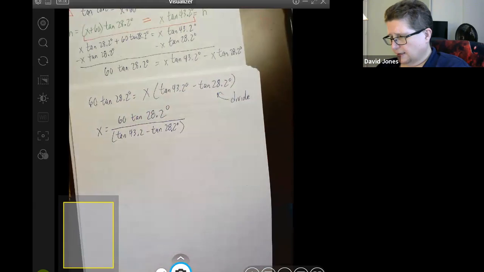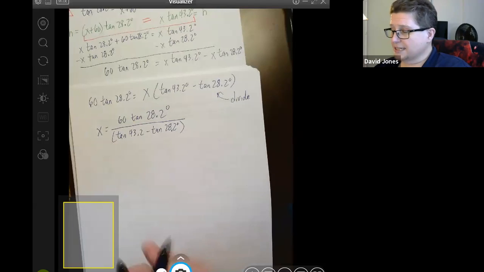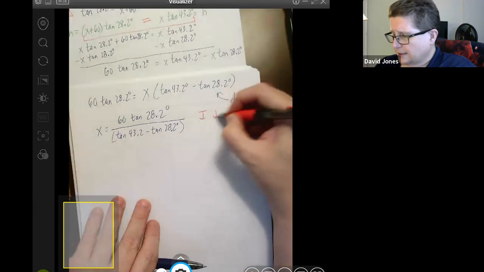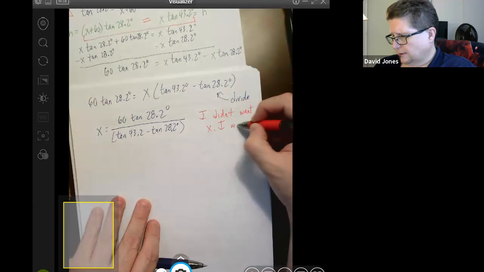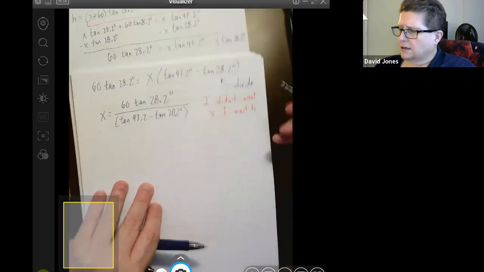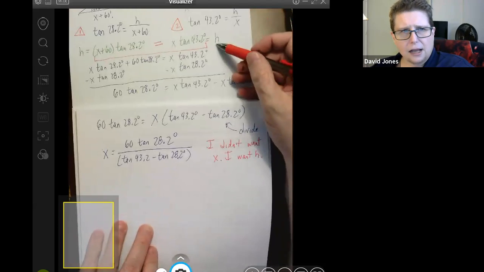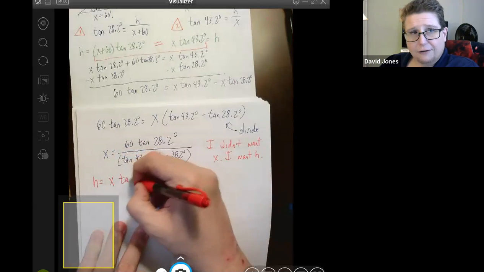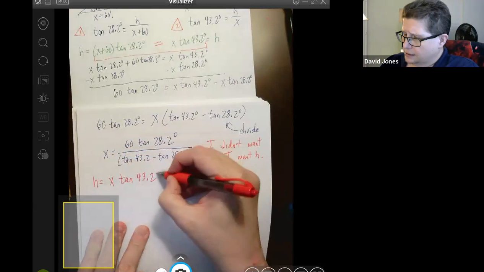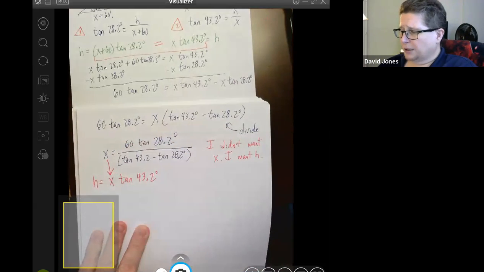Okay. If I do that right now, I'm going to get a number that has decimals in it, and I'm going to have to round. This is not what I want, though. I didn't want x. I want h. So we go back up here to what we had. I'll use this one right here: h equals x times tangent of 43.2. And that x is that x. Let's plug it in.